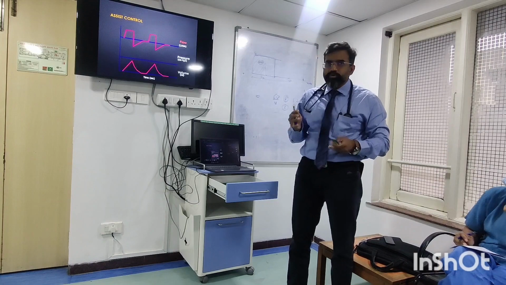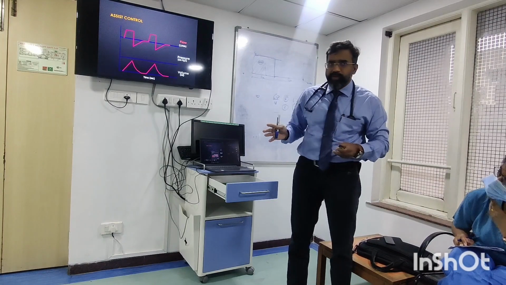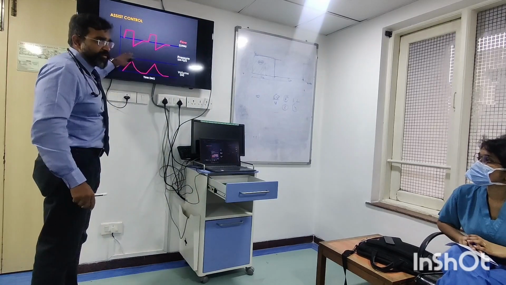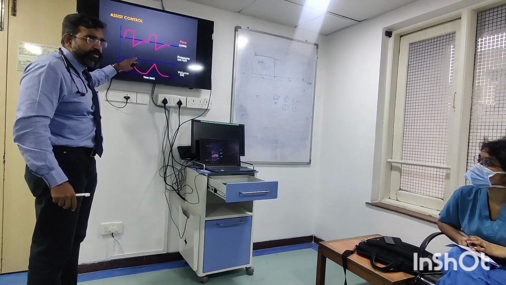Simple? So what is going to happen in assist control? This was the waveform that we had. We had the flow waveform. I just moved the pressure waveform here. The pressure waveform, what is going to happen here for the trigger?